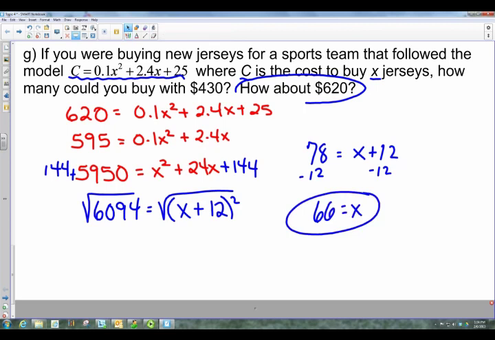Okay, so that's completing the square. This is one method that we can use to solve these equations. Hopefully that made some sense.